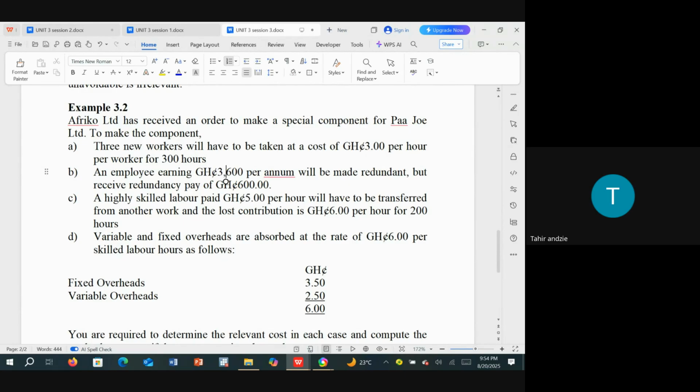Okay, now a highly skilled labor paid 5 cedis per hour will have to be transferred from another work, and the lost contribution is 6 cedis per hour for 200 hours. What will be the relevant cost? Lost contribution. So the lost contribution, that is 6 times the 200. Very good.